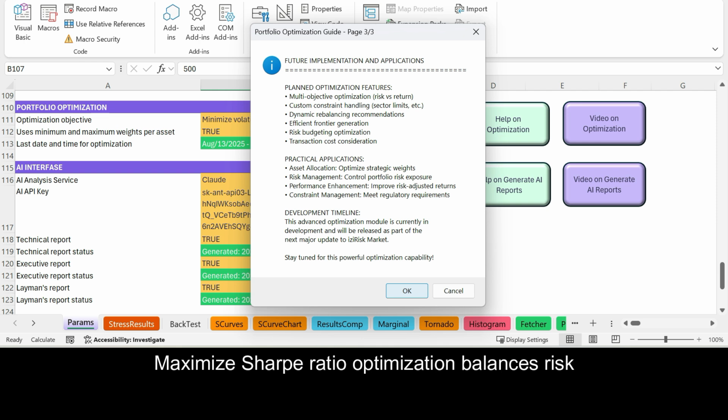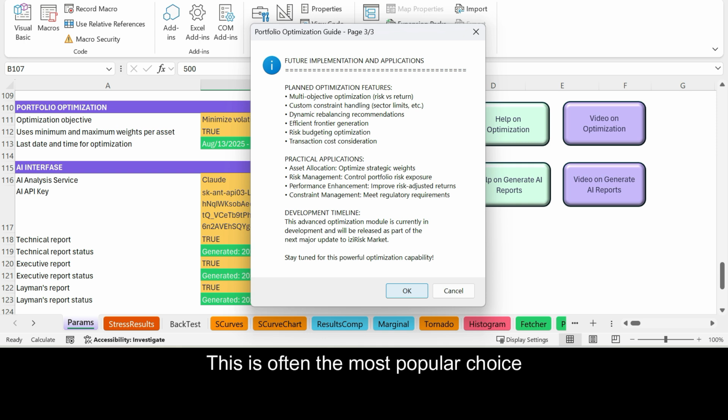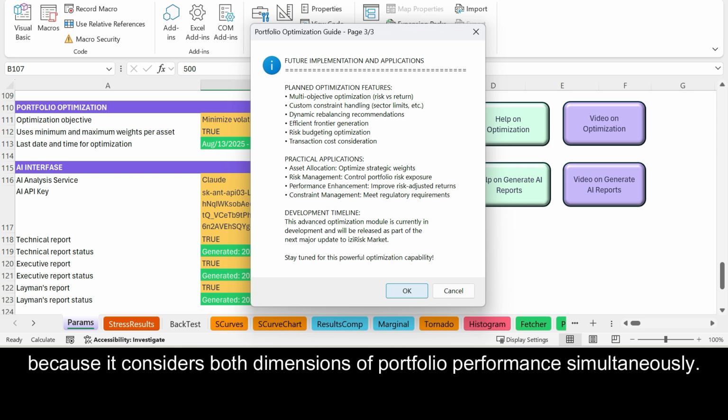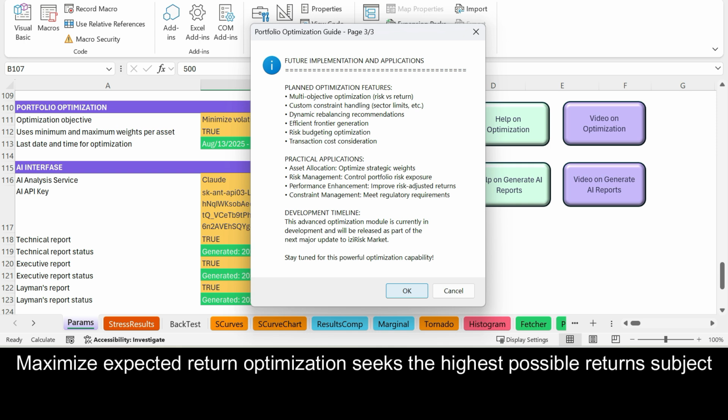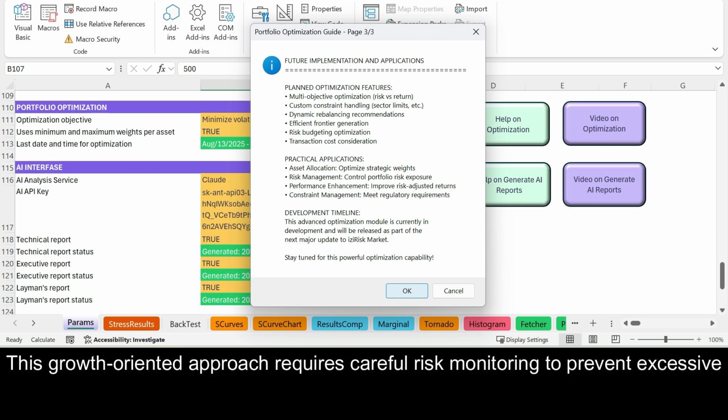Maximize Sharpe ratio optimization balances risk and return by finding allocations that provide the best risk-adjusted performance. This is often the most popular choice because it considers both dimensions of portfolio performance simultaneously. Maximize expected return optimization seeks the highest possible return subject to specified risk constraints. This growth-oriented approach requires careful risk monitoring to prevent excessive exposure.